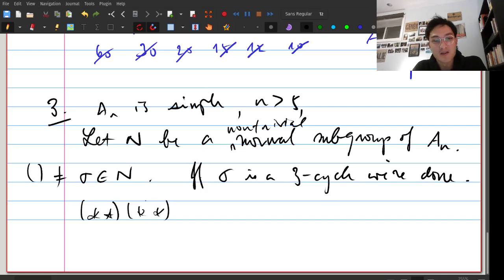If it is a 3-cycle, we're done. If not, then I believe that sigma has to move at least 4 things. So sigma has to have 1, 2, 3, 4.